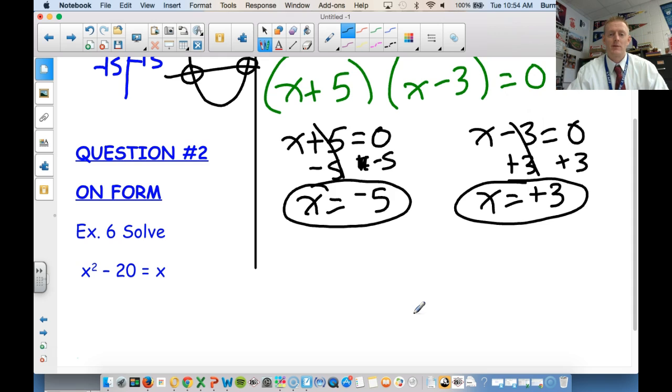So again, that was the zero product property. If two numbers are multiplied together and they equal 0, that means at least one of them, possibly both of them, is equal to 0. So we set both equations equal to 0.